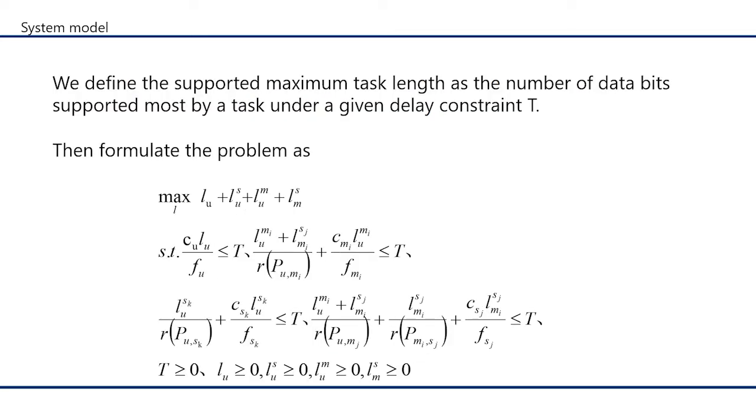We define the supported maximum task length as the largest number of data bits a task can have under a given delay constraint. Then we formulate the problem as this formula. The problem is linear and can be solved efficiently through standard convex optimization techniques when MI, SJ, and SK are confirmed by the previous problem.